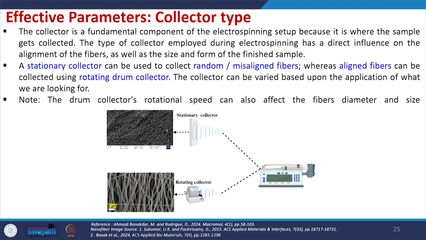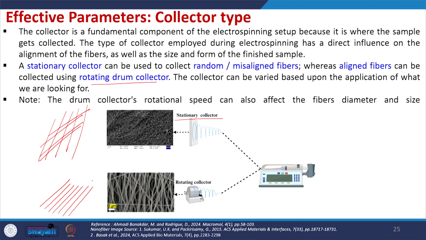The next important parameter is collector type. Depending on the collector, the final product will also vary. For example, if you are using the stationary collector, you get random or misaligned fibers, and if you are using the rotating drum collector, you get aligned nanofibers. You have to select the right collector depending on your final application. So, let us see the summary of various parameters.